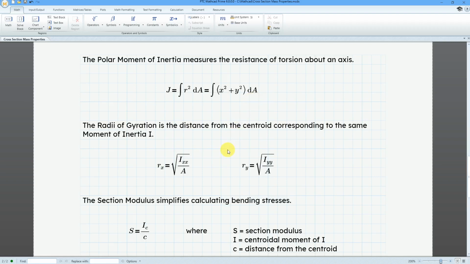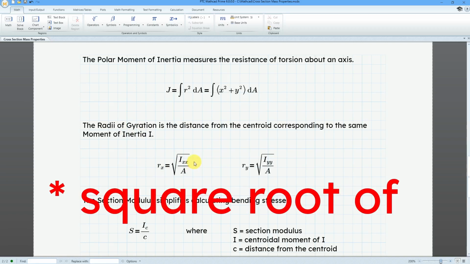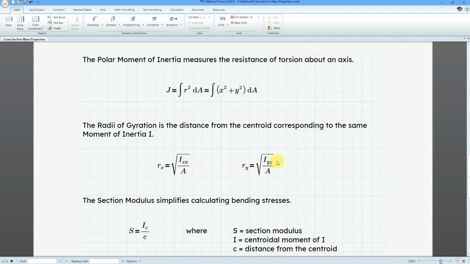For the radii of gyration, that's going to give you the distance from the centroid that would correspond to a shape having the same moment of inertia. And the calculation of the radii of gyration in the x direction is going to be the moment of inertia in the x direction divided by the area. In the y direction, it's the same thing, but it's using the moment of inertia in the y direction.